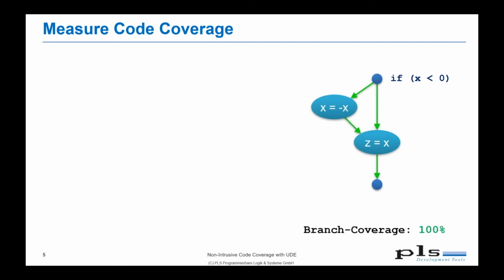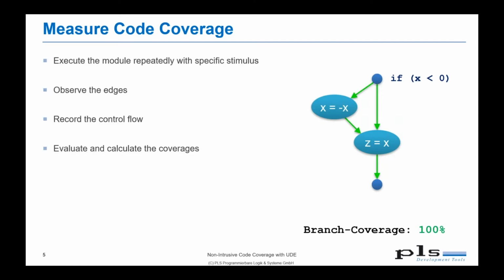So then we get a complete branch coverage of 100% with these two test cases. What we did here manually for measuring the code coverage and to evaluate the used test cases was that we executed the tests, 2 tests in this case. We observed the instruction flow, especially which edges of the control flow were executed. And finally, we evaluated and calculated the coverage with the result of 100% branch coverage in this specific case.